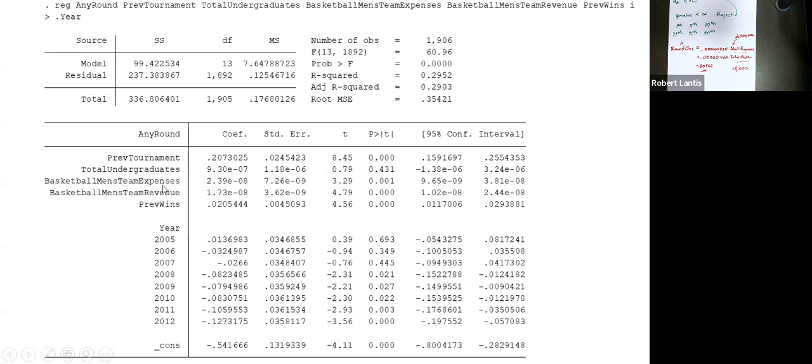And it's even more powerful because it's like saying holding everything else constant. So the thought experiment there is 2 schools that either both made the tournament the prior year or they didn't, both have the same total number of undergraduates, both had the same exact revenues, both had the same number of wins the prior year, and we're looking at both those schools in the same time period, but one of them spends an additional $1 in their basketball program. What would the change in their probability of making the tournament be? That's a lot more powerful of a statement than what we were doing with our more naive regressions. Okay. Any questions on this before we keep moving here?